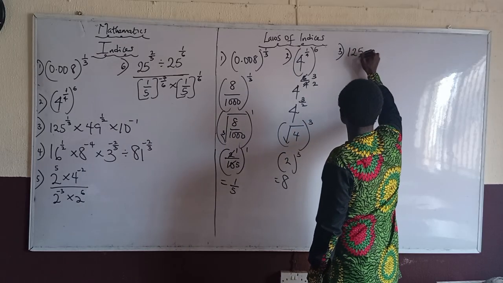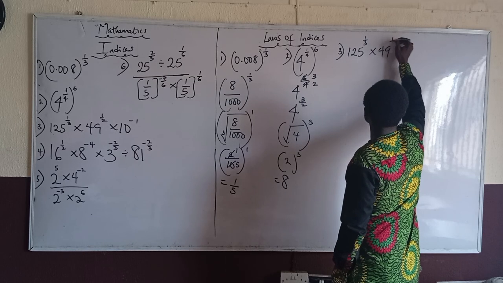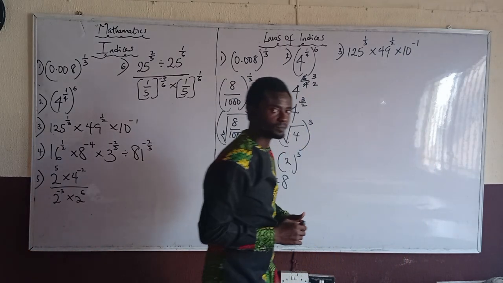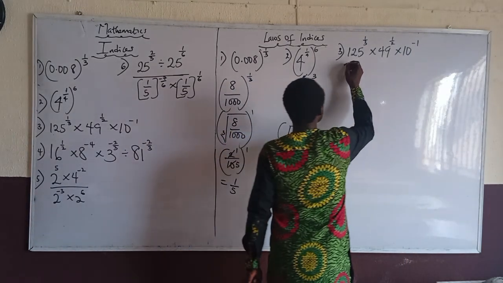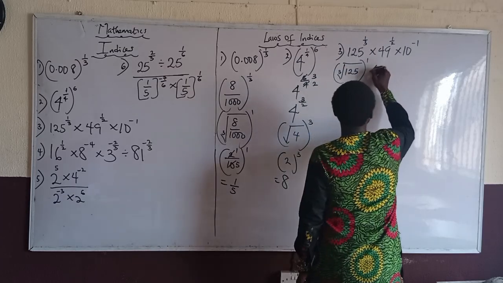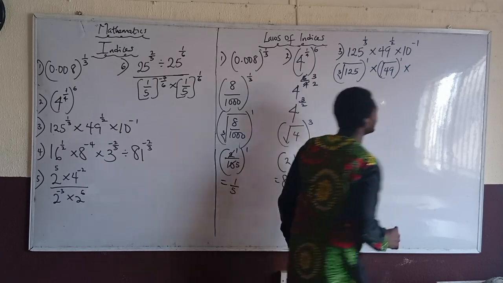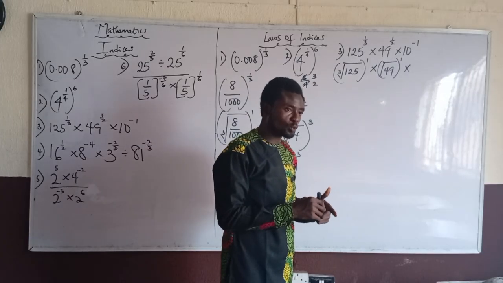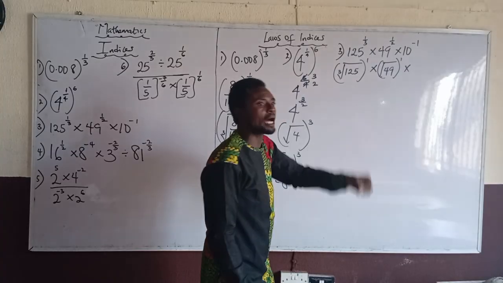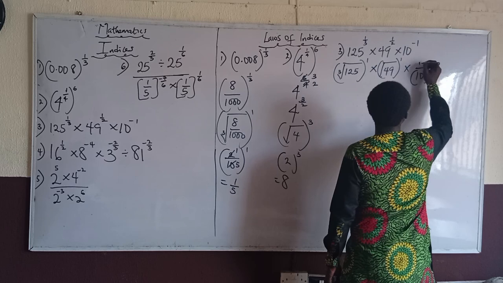I have 125 raised to power 1 over 3 times 49 raised to power 1 over 2 times 10 raised to power minus 1. Now here becomes cube root of 125 raised to power 1 times square root of 49 raised to power 1 multiplied. Now this is 10 raised to power minus 1, which means that my power is what? Negative. And what will I do? I'll look for a reciprocal of the base. So here becomes what? 1 over 10 raised to power 1.